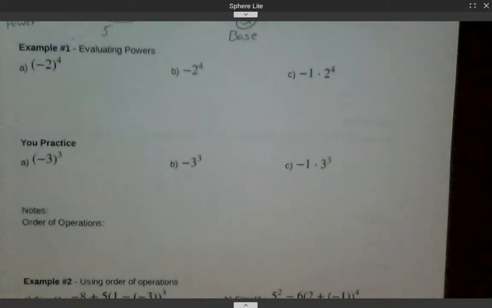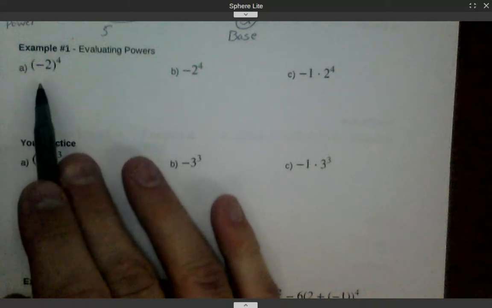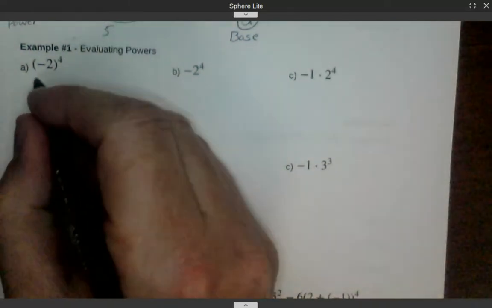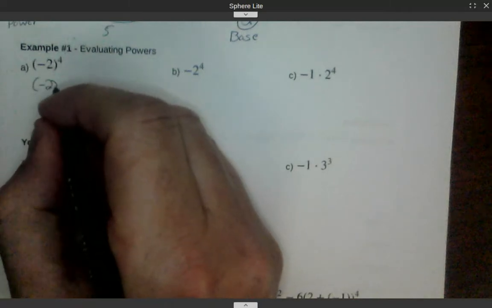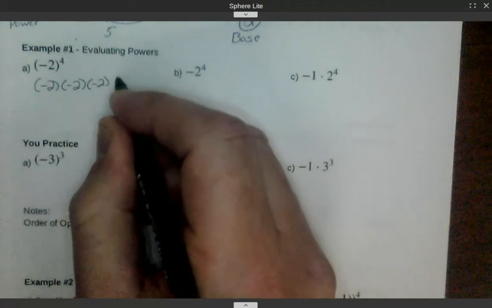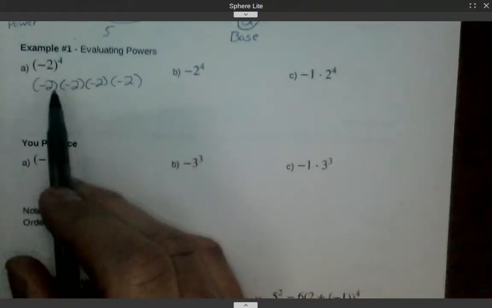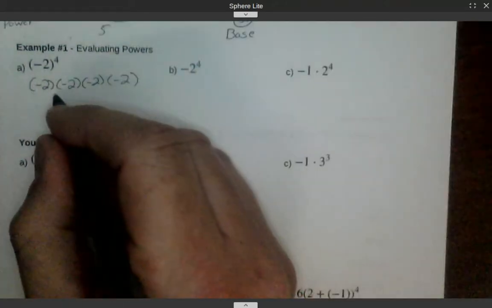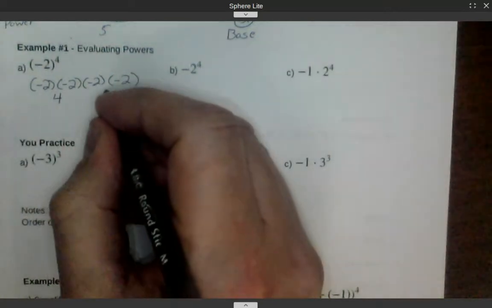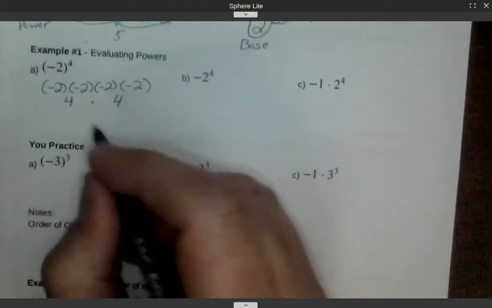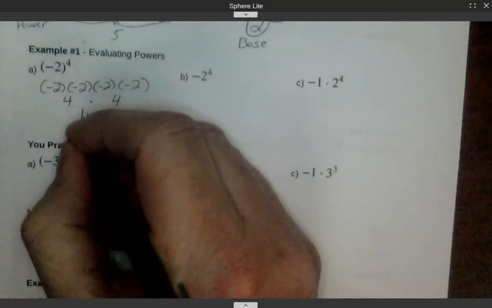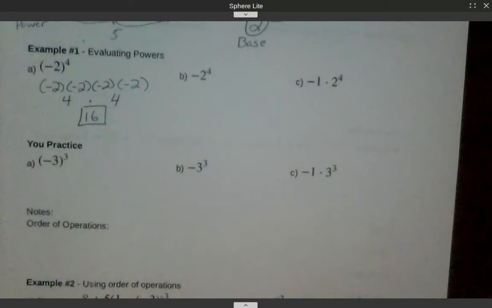On the first one, letter A, we want to evaluate the power negative 2 raised to the 4th power. This is saying that we're going to take negative 2 times negative 2 times negative 2 times negative 2. Negative 2 times negative 2 is 4, positive. Negative 2 times negative 2 is 4. And 4 times 4 is 16. So 16 is the answer for that.